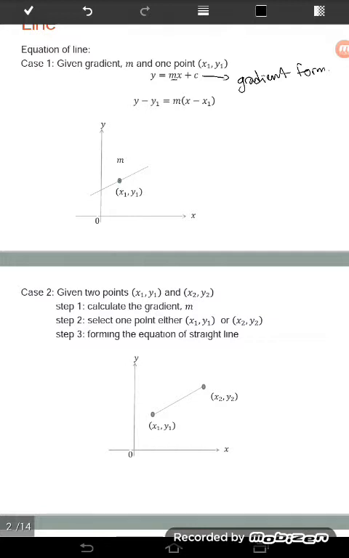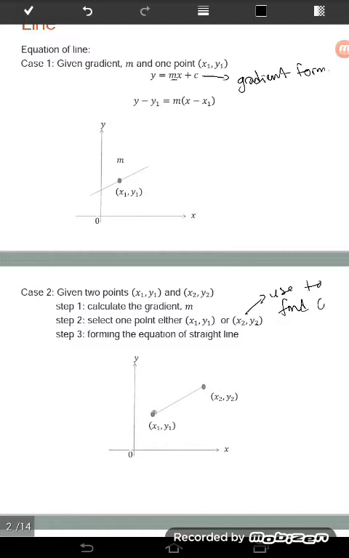Okay, so case number 2. Okay, so given 2 points x1 y1 and x2 y2. Okay, so first step we need to find the gradient and then select one point, either x1 y1 or x2 y2. Okay, so pilih salah satu point ni. Okay, so this one we use to find c and then forming the equation of straight line.